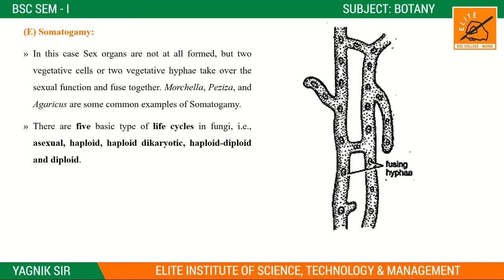Haploid means only one, right? Haploid diploid means two phases are present, the haploid phase and the diploid phase, n and 2n. Another is diploid, which means only the diploid phase is present. So a total of five types of life cycles are present in the fungi kingdom, right?